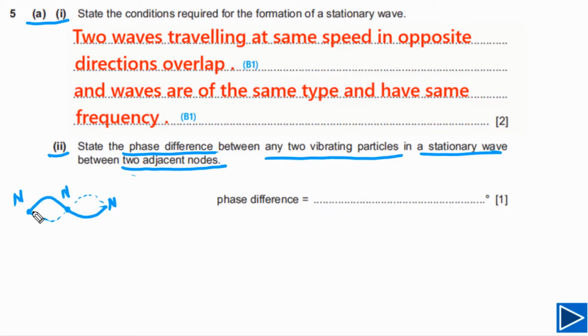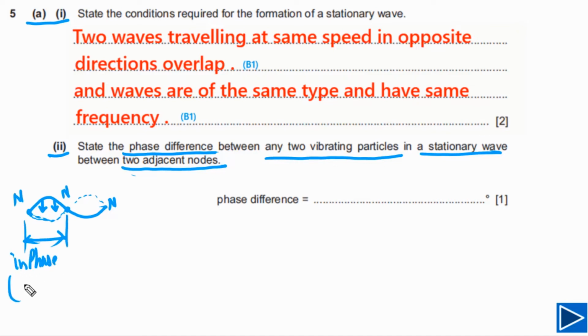In this case, all the particles between these two nodes, let's say these particles are moving down. So all the particles will move down at the same time, and at the same time they will reach the lowest point, and then again they will start moving up. So all the particles between two nodes are always in phase.